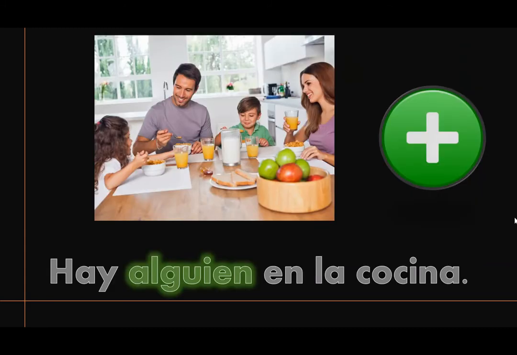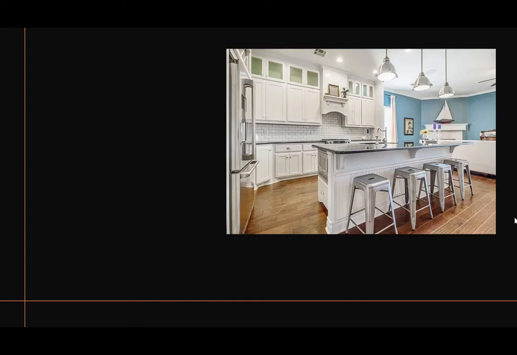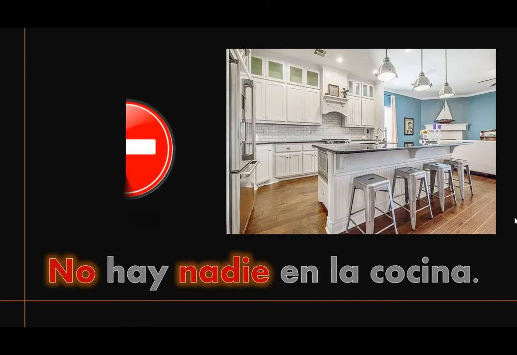There is someone in the kitchen. Actually, here there's 4 someones. And let's look at this one. No hay nadie en la cocina. Remember, hay means there is or there are. So there is not anyone in the kitchen. We're negating the hay, no hay nadie, and nadie can be no one. There is no one. No hay nadie. There is no one in the kitchen.